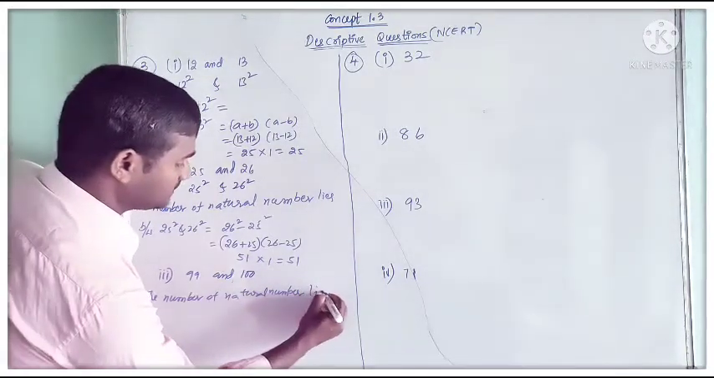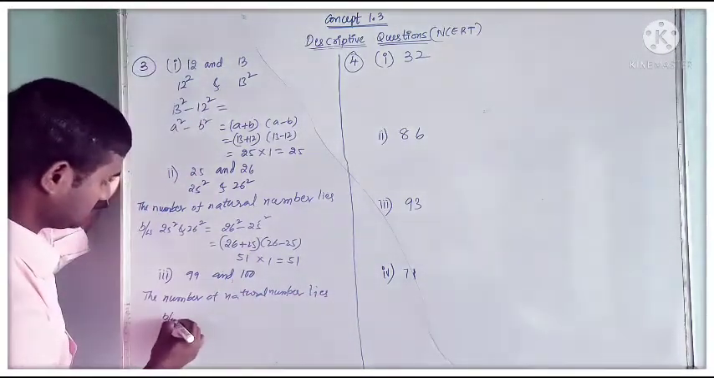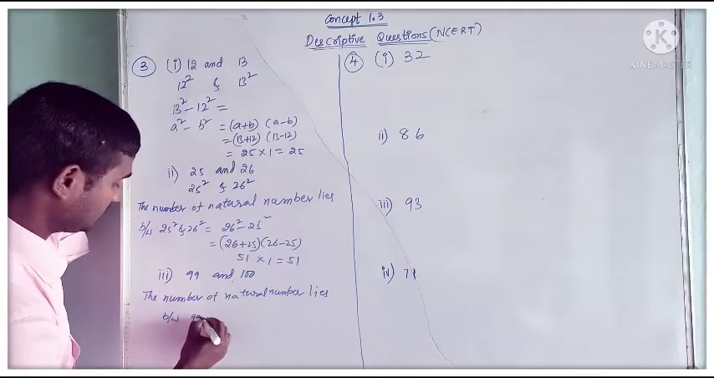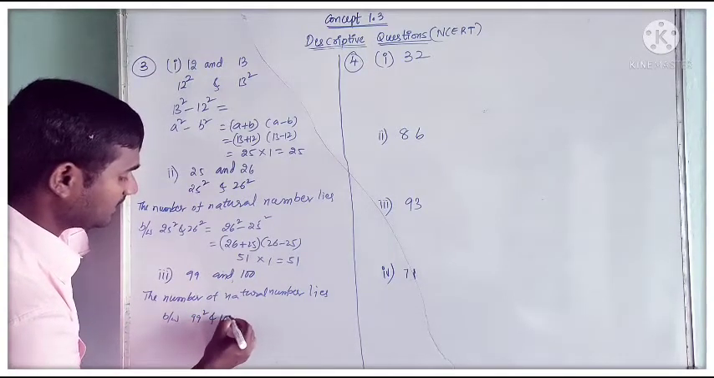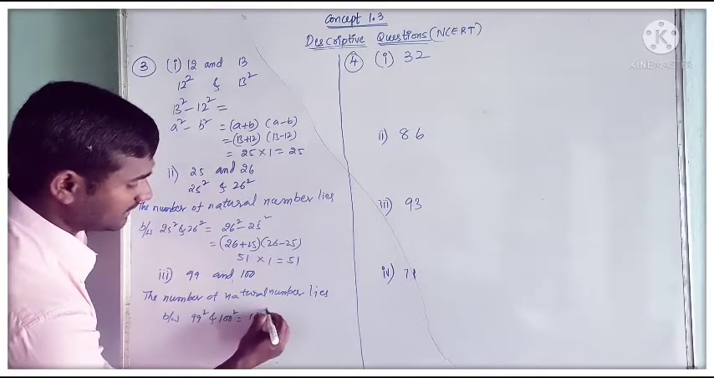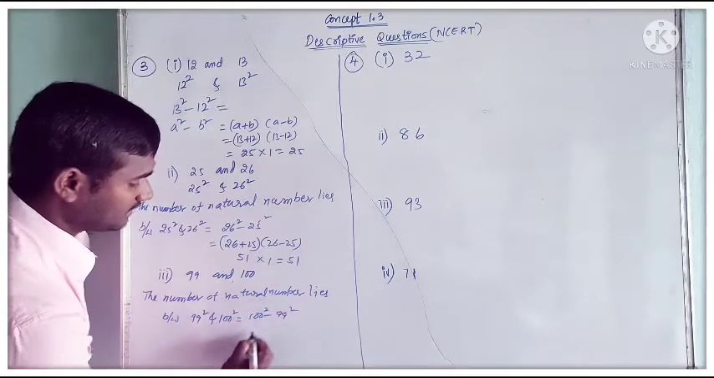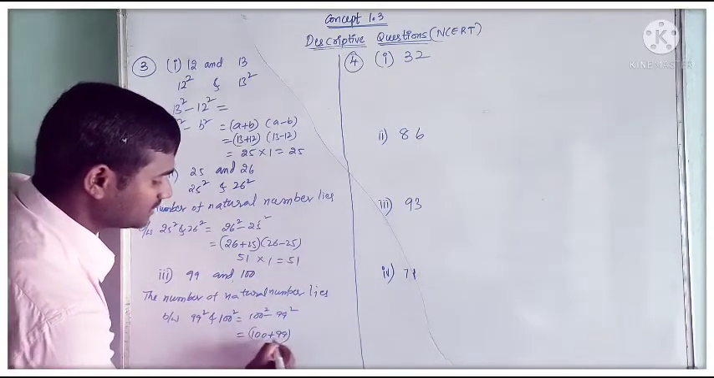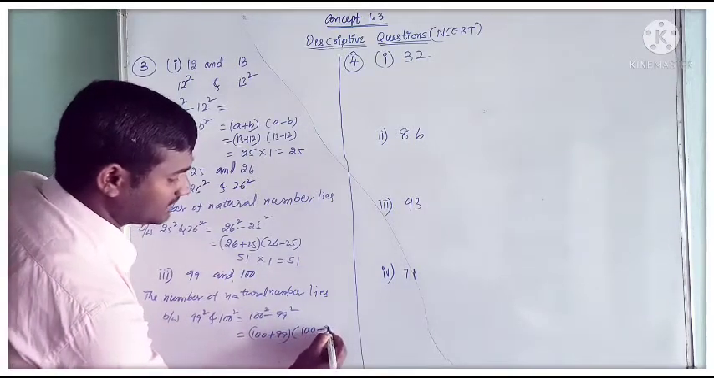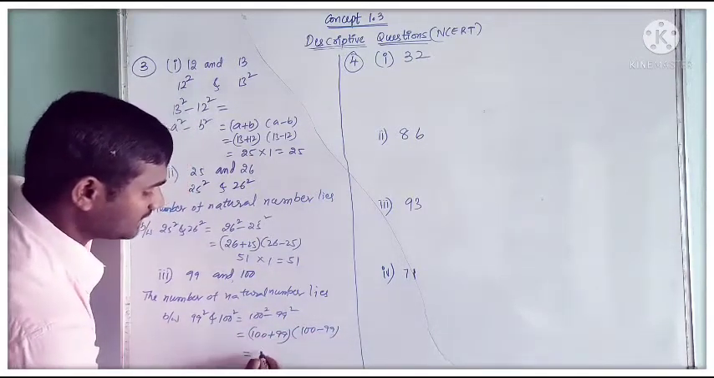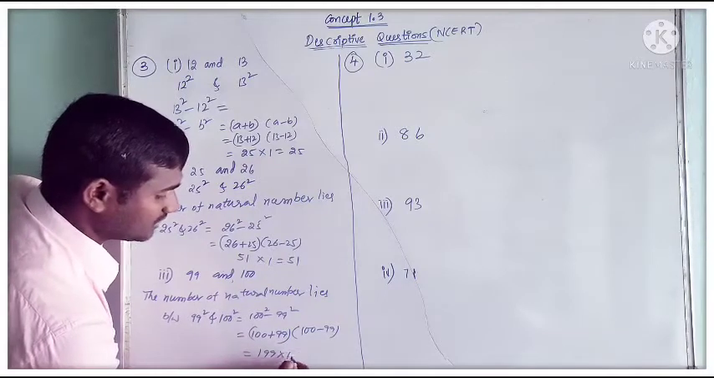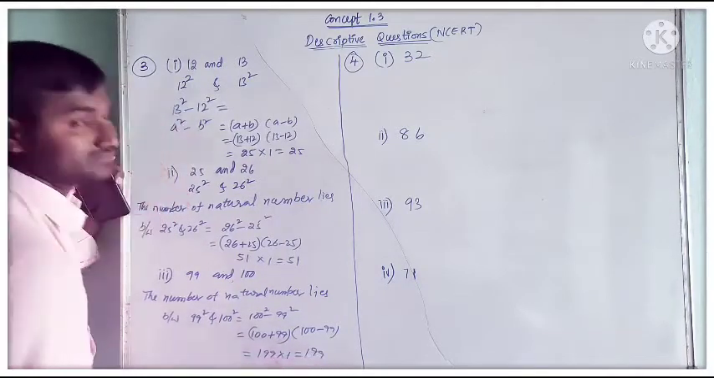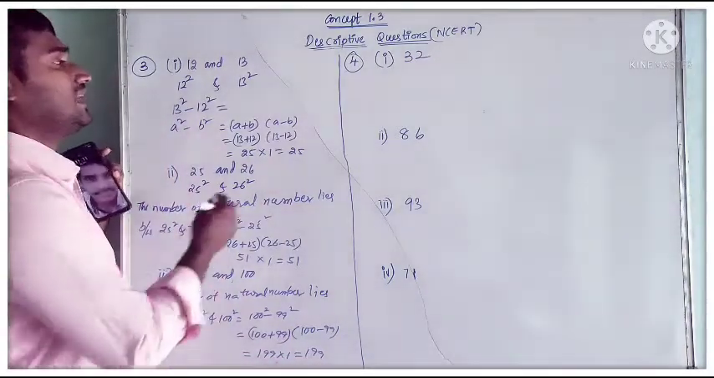Numbers lie between 99 square and 100 square equal to, we can write 100 square minus 99 square, which is nothing but a plus b into a minus b, 100 plus 99 into 100 minus 99. This we can write as 199 into 1, which is equal to 199.